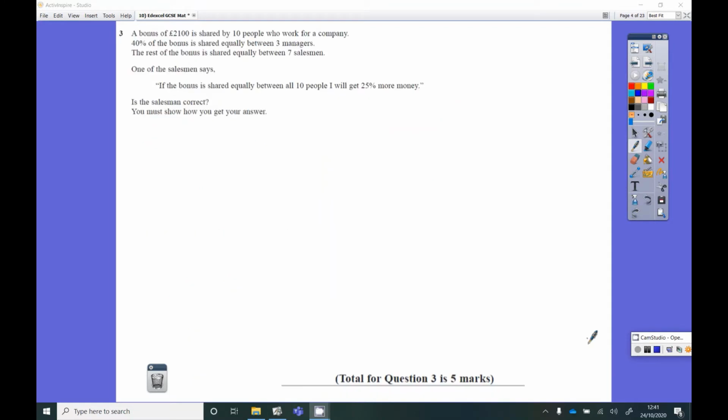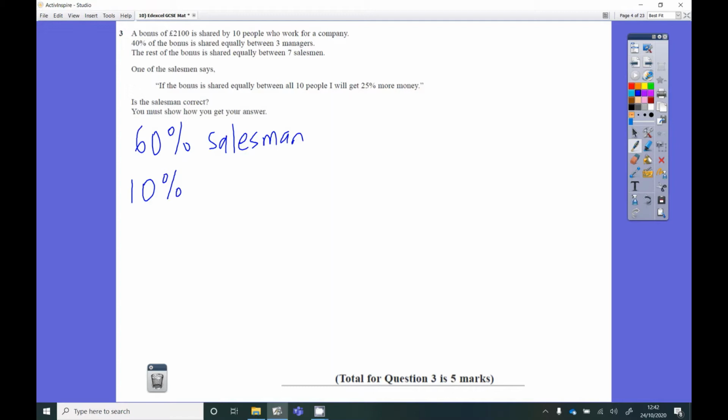Question 3. So the bonus is shared by 10 people. 40% of the bonus is shared equally between the 3 managers. So that must mean that 60% is shared between the 7 salesmen. Because we've got 40% going to the managers. Now, if they were getting 10%, they would be getting 1/10 of the 2,100, which is £210. But they're getting 60%, so they're getting 6 times as much, so 6 times 210.